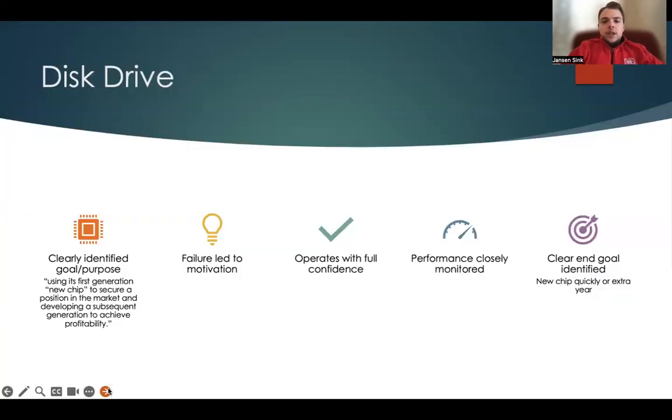Taking a look at the two teams individually, the first one we want to observe is the disk drive team. When you have two teams and a problem with one, the first thing you want to do is take a look at the one that's performing well so that you can get an idea of what success looks like and what they're doing to get there. So the first thing that I noted was that this team has a very clear and identifiable goal. I also put purpose because when they go into work every morning, they know why they're there. They have this goal. Their whole reason for being at work is to hit this goal.